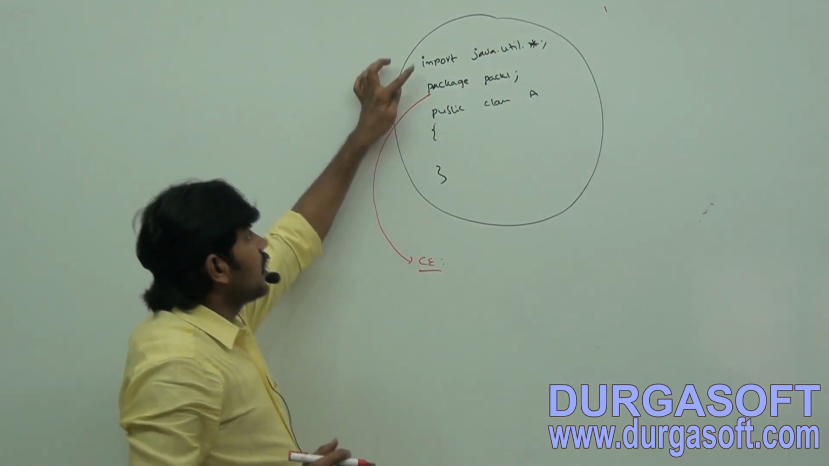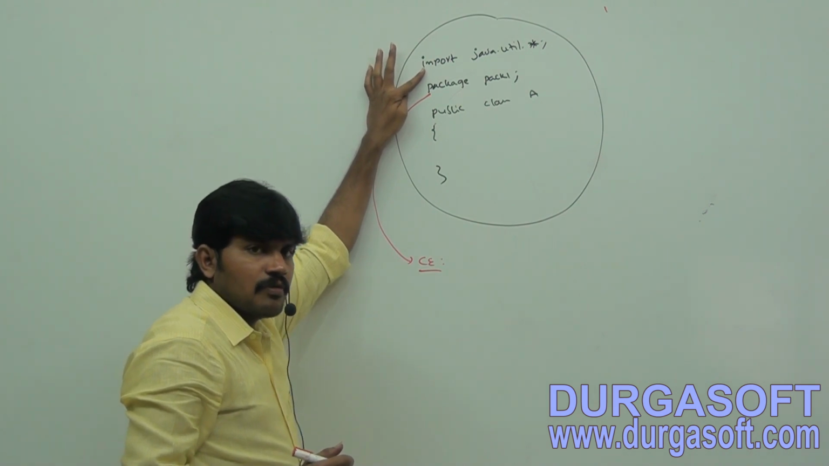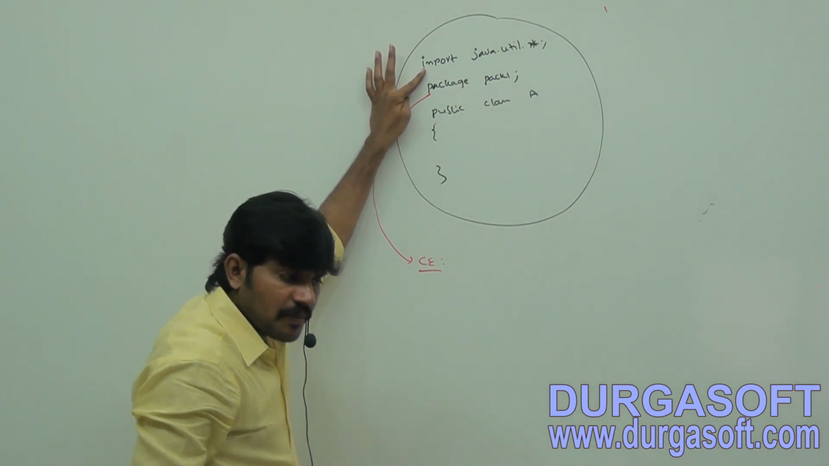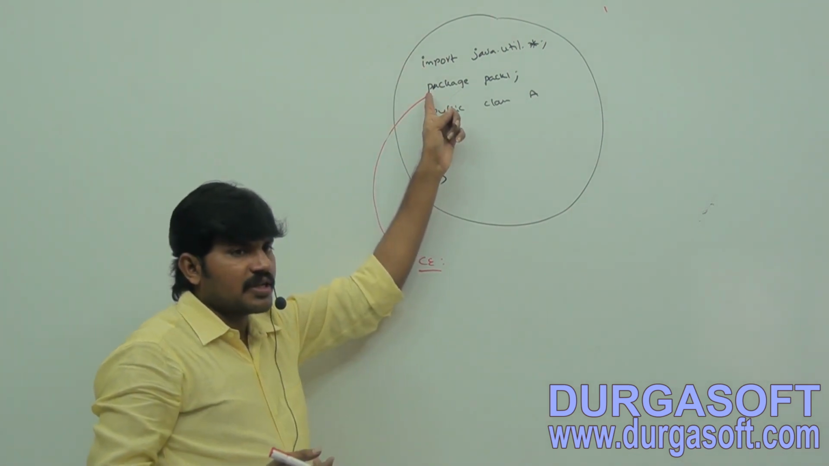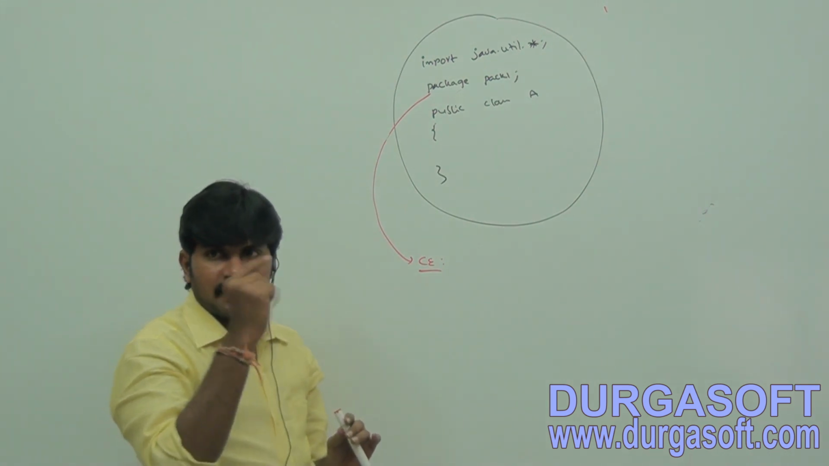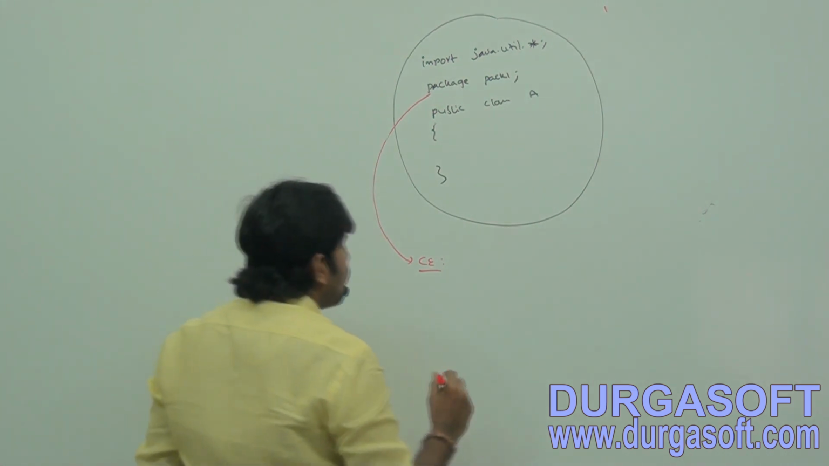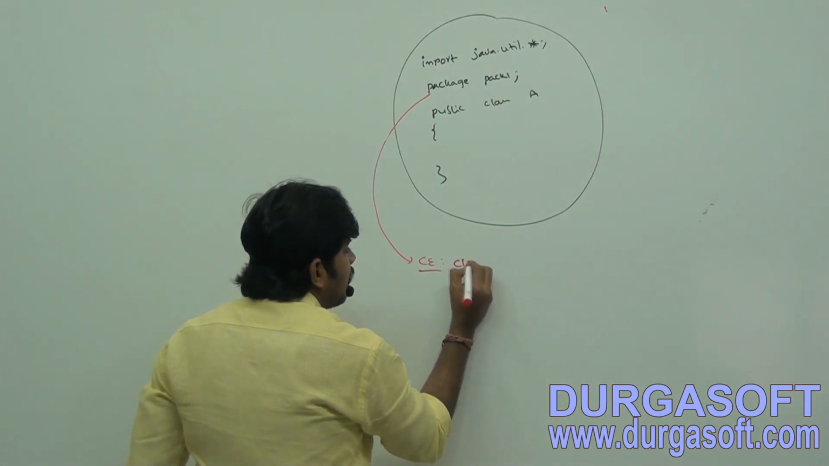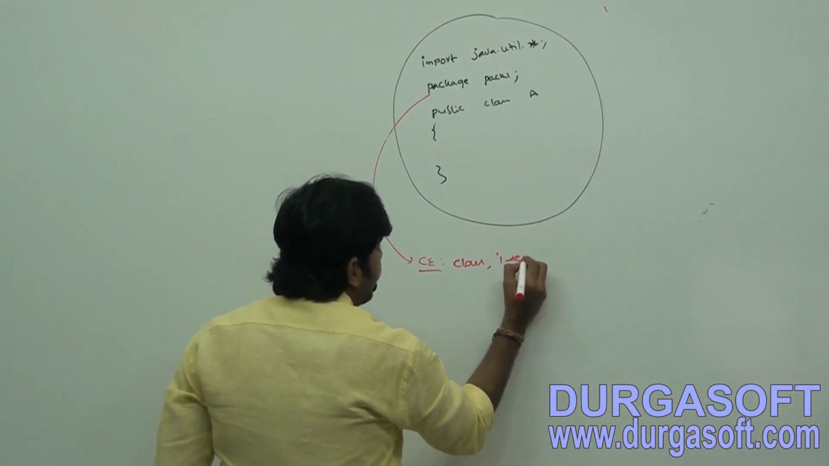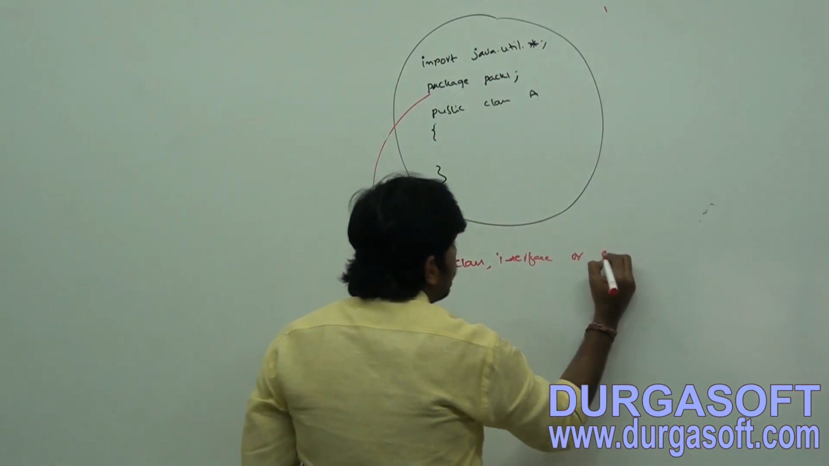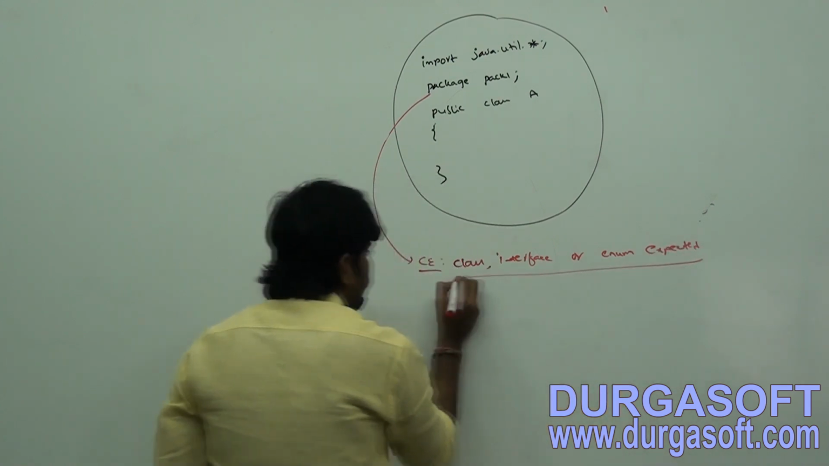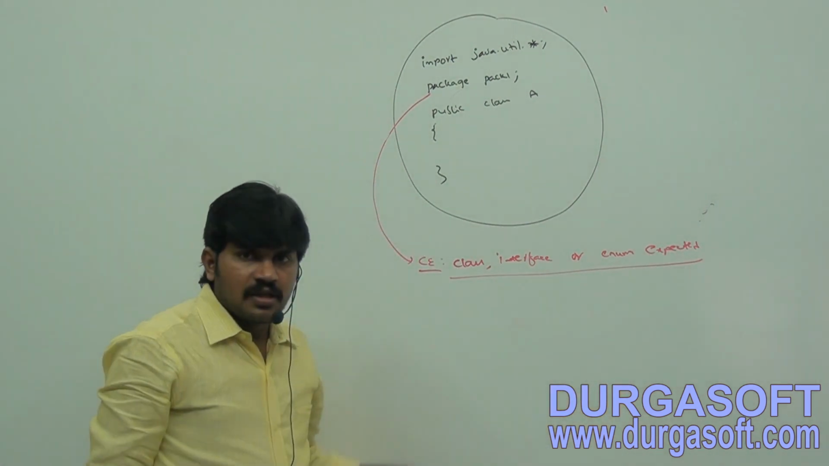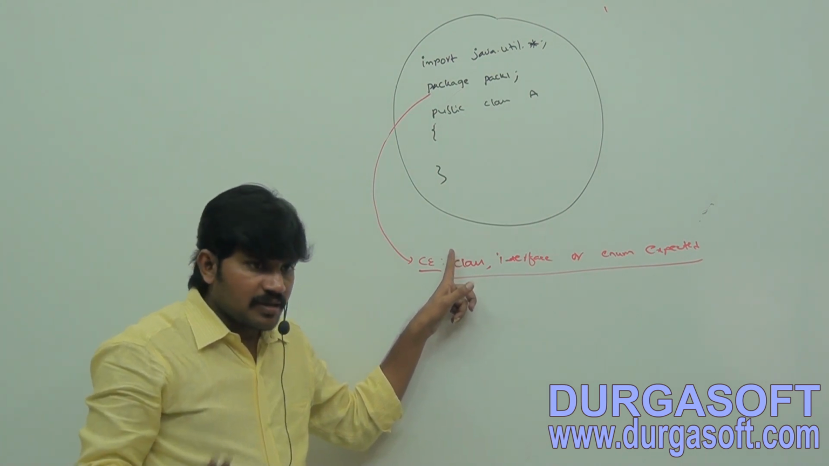What is that compile time error? After import, what is my compiler always expecting? Either class or interface or enum. But instead of that, what are you taking? Package. Misplacing, right? This is immediately a compile time error saying: class, interface or enum expected. Clear for all of you, right?